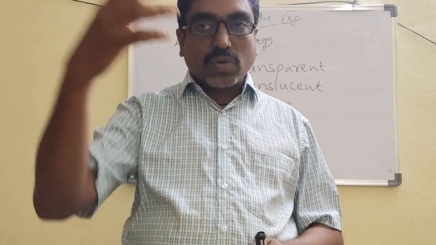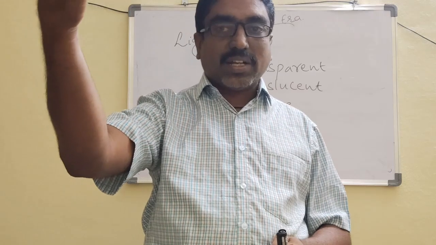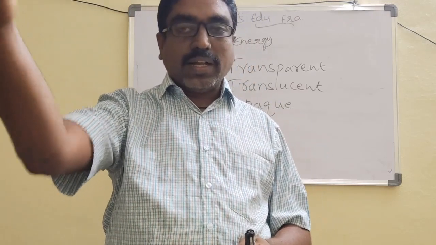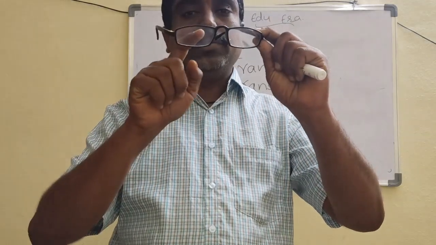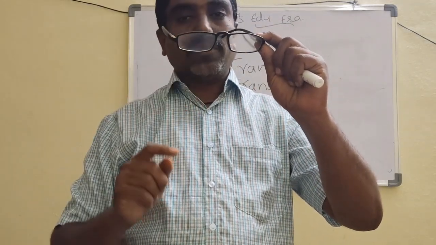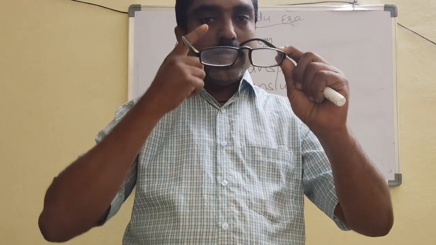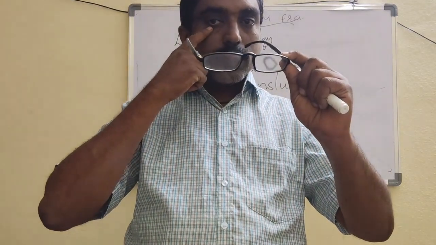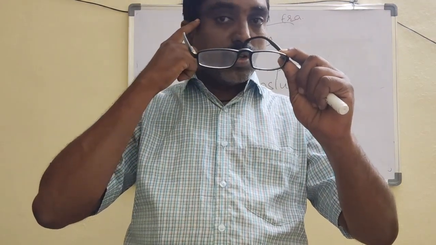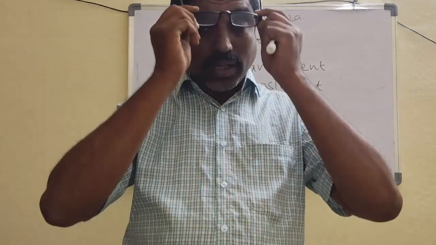So what this lens will do is, whatever light energy is coming from that wall will travel from this side to this side, and from this side it enters into my eye and forms an image on the retina, so that I am able to see the wall.